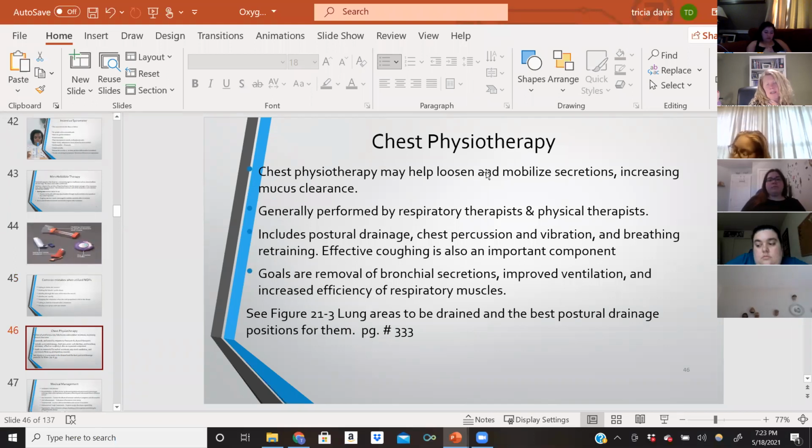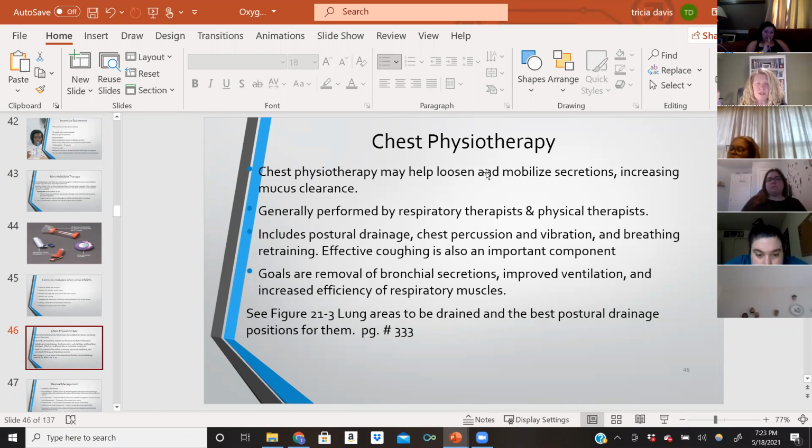Chest physiotherapy, we're going to talk a little bit more about that. We use this to help loosen and mobilize secretions. It helps us increase the mucus clearance. It is generally performed by respiratory therapists and physical therapists. It includes postural drainage, chest percussion and vibration, and breathing retraining. Effective coughing is going to be a very important component. It's going to help get all of the yucky secretions out.